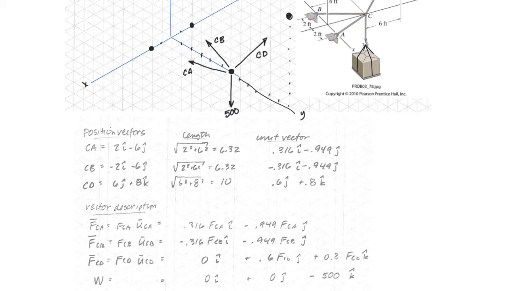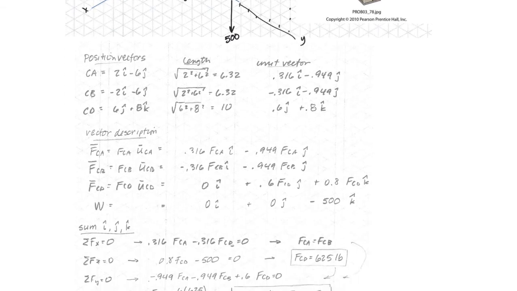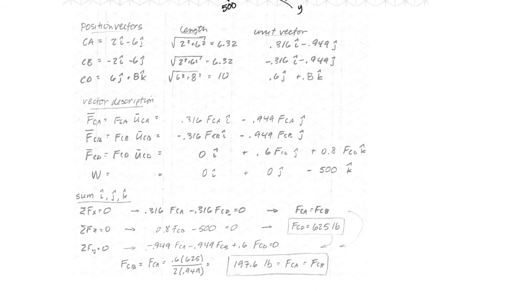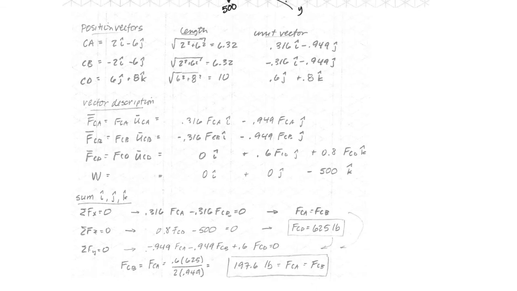And now to solve, we just sum them up. So the sum of the forces in the X direction has to be equal to 0. So write that equation. It's very important that you use this process. If I write it like this, then I can see that these are the forces in the X direction, these are the I components, so I just add those together. Now we can't solve for FCA or FCB, but by observation and arithmetic, you can see that they are equal to each other.